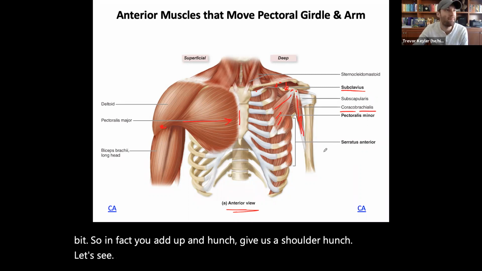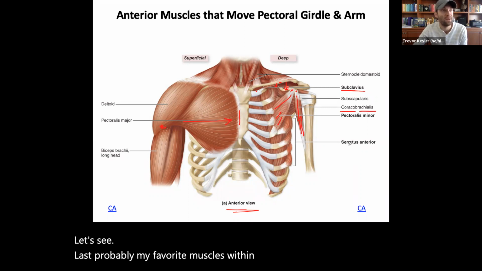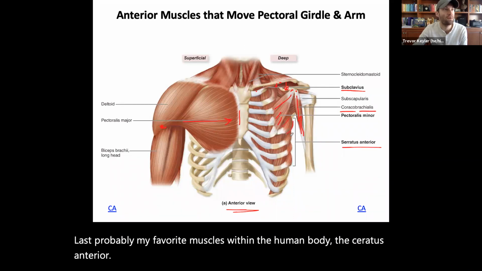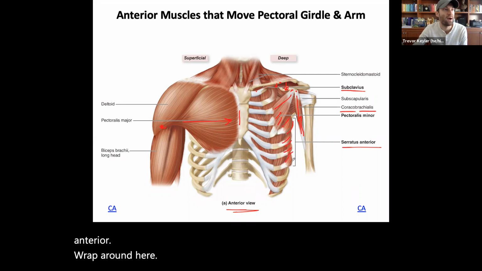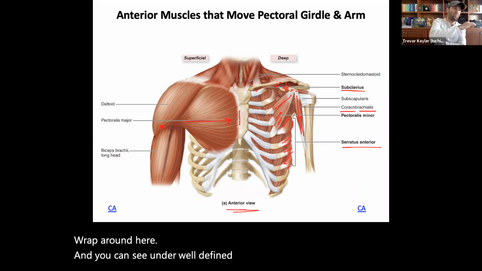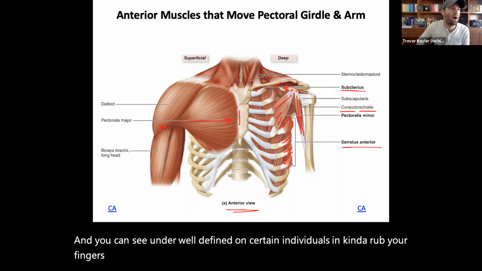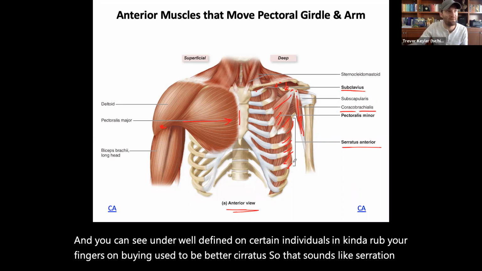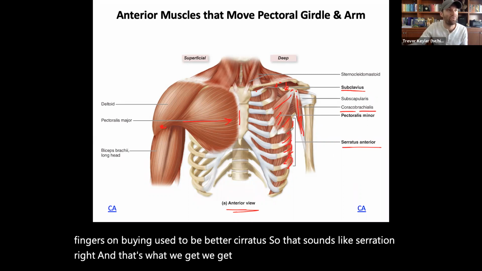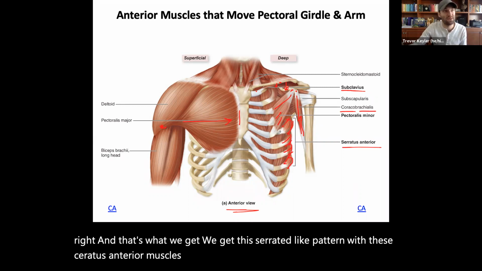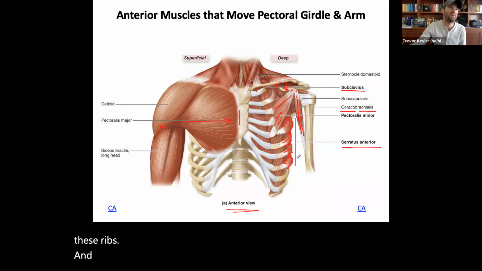Last, probably my favorite muscles within the human body, the serratus anterior. These wrap around here, and you can see them, they're well defined on certain individuals. You can rub your fingers along them. Mine used to be better. Serratus sounds like serration, right? And that's what we get, a serrated-like pattern with these serratus anterior muscles. The origin for these, you can see, is on these ribs. And the insertion we can't quite see, but it wraps around and it's on the scapula.